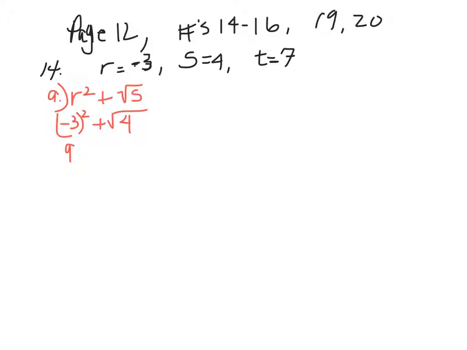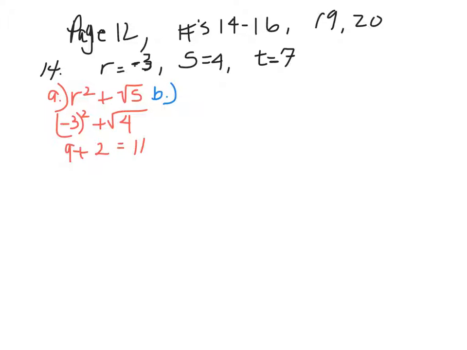What two numbers multiplied together that are the same equal 4? Well, that would be 2, wouldn't it? 2 times 2 is 4. 9 plus 2 equals 11. That's our first answer. Let's try B.